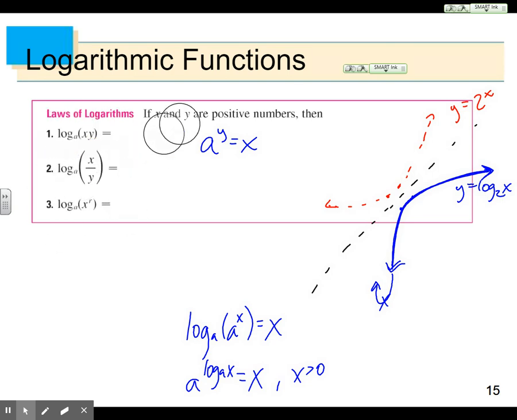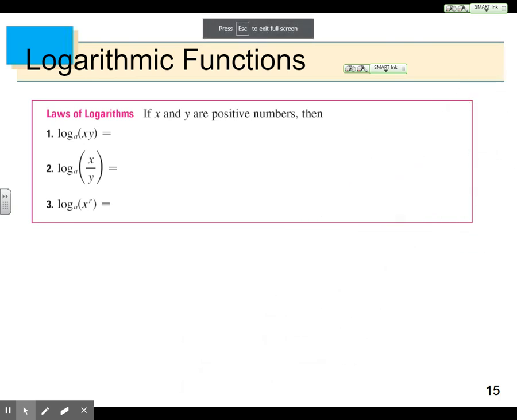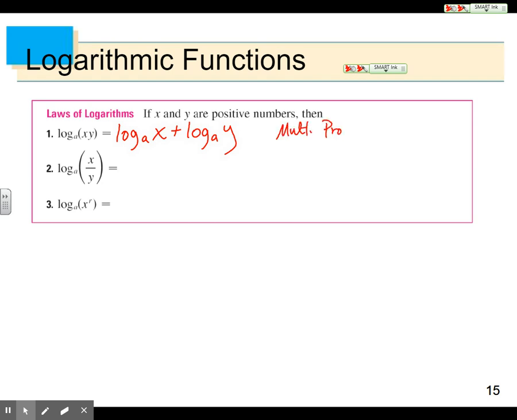Our 3 basic log laws from Algebra 2, and last year for that matter. The first one stated that if I have log base a of 2 things being multiplied together, I can take log base a of the first one and add it to log base a of the second one, the second element. This will be true for any x and y that's in the domain. And I'm going to call this the multiplication property.